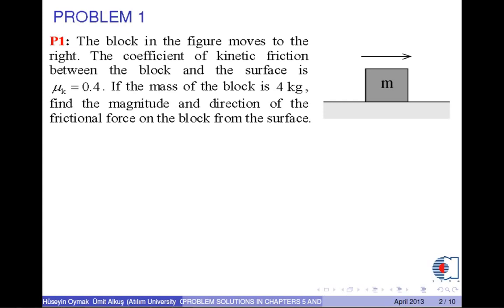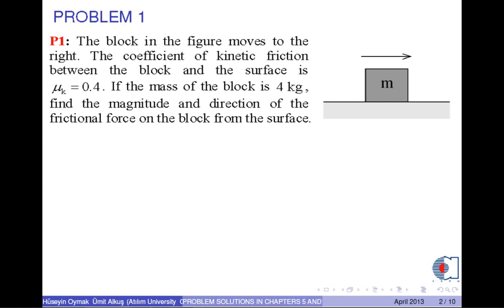The question is that if the mass of the object is 4 kg, find the magnitude and direction of the frictional force on the block from the surface. Before seeing the solution, please pause the video and try to solve it. Okay, let's start.